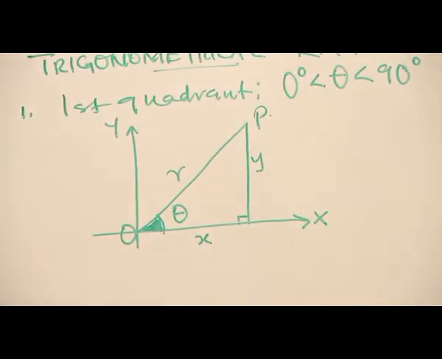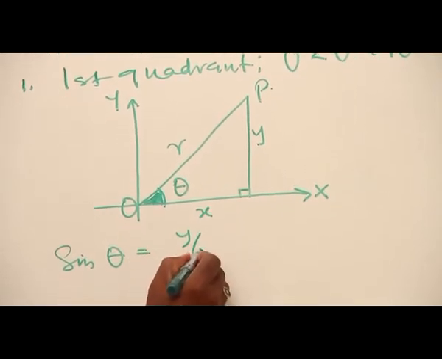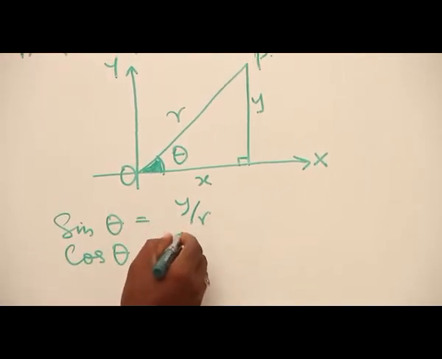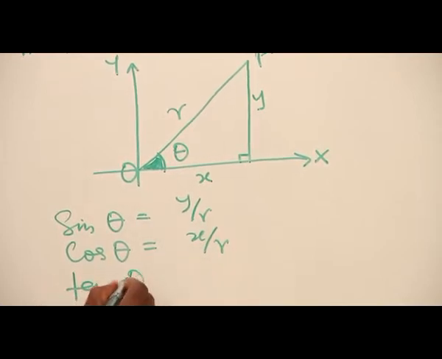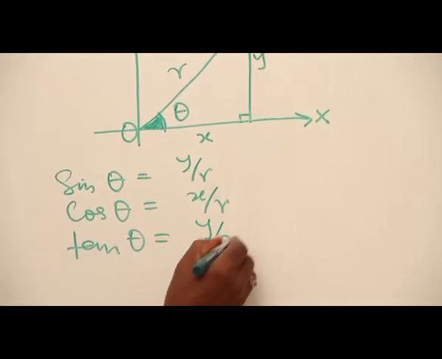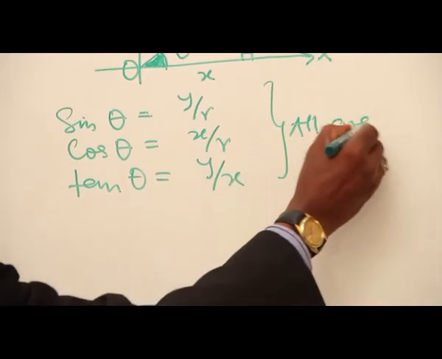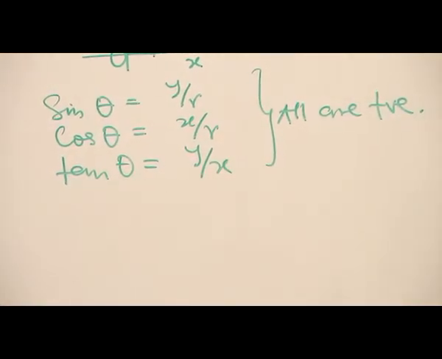Now, as far as this case is concerned, theta is lying between 0 degrees and 90 degrees. We can therefore write the sine of theta: opposite over hypotenuse. The cos of theta is adjacent over hypotenuse. And we can write the tan of theta. It is y all over x. You discover that all the trig ratios here are positive. All the trig ratios in the first quadrant are positive.